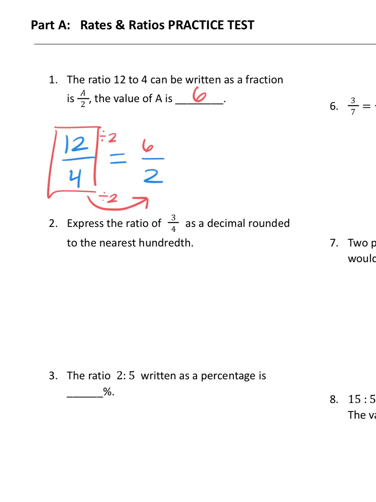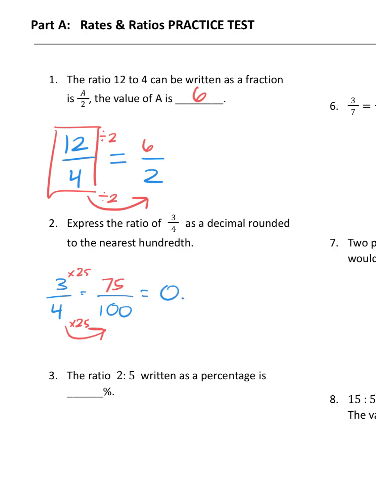Question 2, express the ratio of 3/4 as a decimal rounded to the nearest hundredth. So we want to make a connection here that decimals to the nearest hundredth have 2 digits behind the decimal, or that they are the same as some value out of 100. So using my knowledge of equivalent fractions, I'm thinking 4 to 100, I need to build 4 times 25 equals 100. 3 times 25 gives 75.